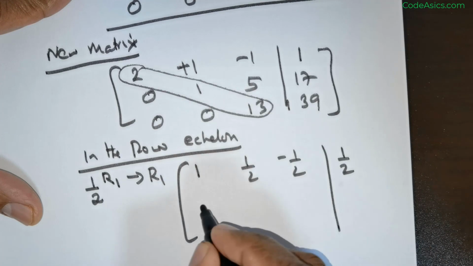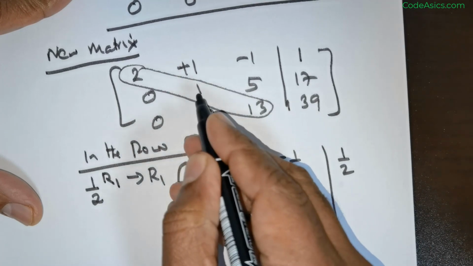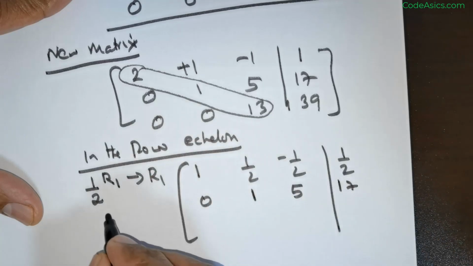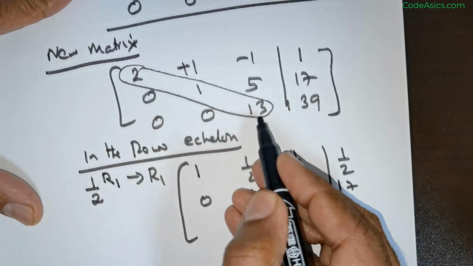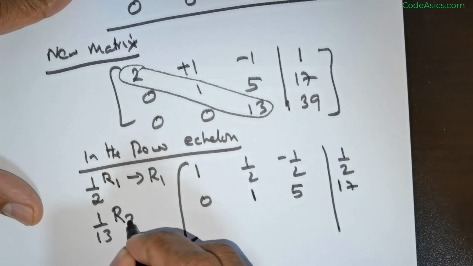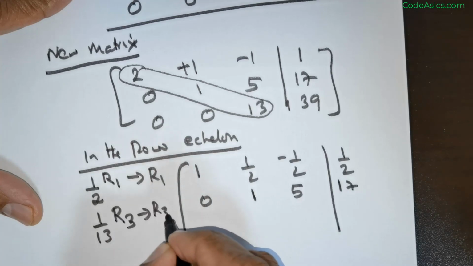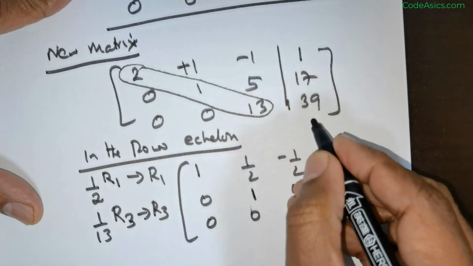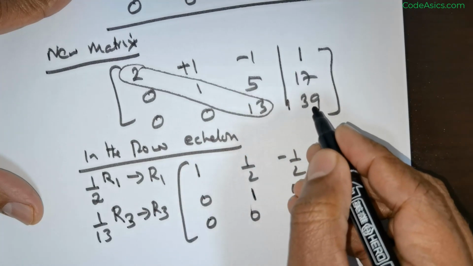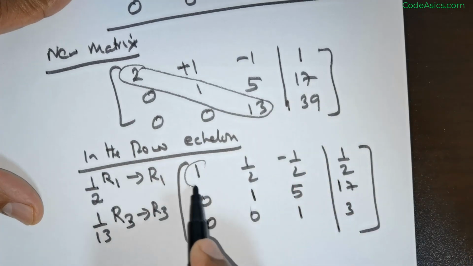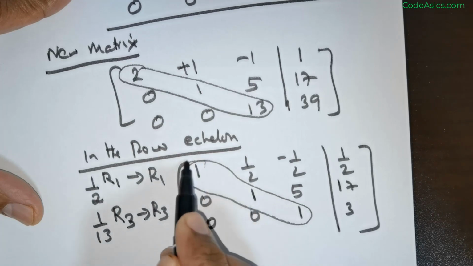Now row 2 you don't have to do anything, it's already 1, so just write down that matrix. Now row 3 you need to multiply by 1 over 13. So 1 over 13 times row 3 will be my new row 3. So 0, 0, 1, and 1 over 13 times 39, that's going to be 3. Okay, so we have achieved the row echelon form.